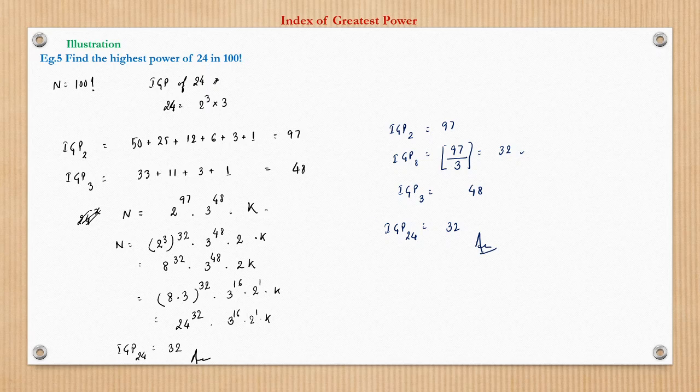So that is what I mean. We did not do all this just for the sake of clarity and understanding. I have written this out, but directly we could have written the answer: IGP of 24 is 32.